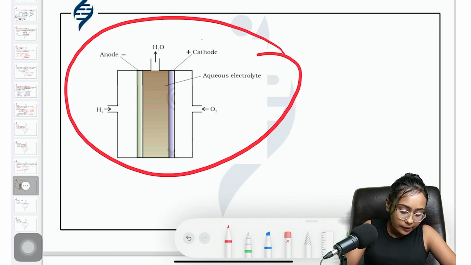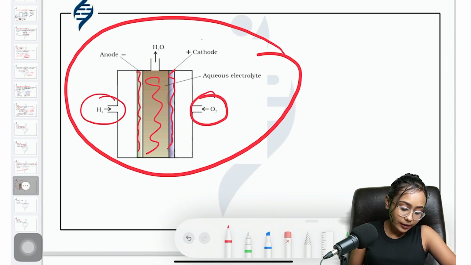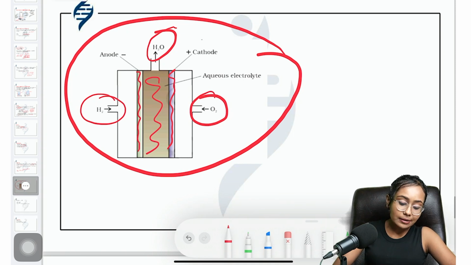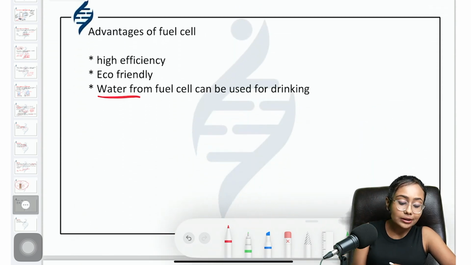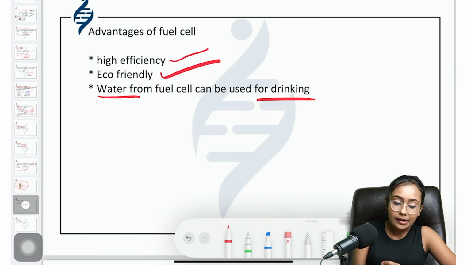In the fuel cell, this is the anode, this is the cathode, and here we have the electrolyte. To the anode side, we are bubbling H2. To the cathode side, we are bubbling O2. Due to the reaction taking place in the fuel cell, we have H2O as a byproduct. As H2O is a byproduct, it is completely eco-friendly and pollution-free, and the water from the fuel cell can be used for drinking purposes. It has high efficiency and it is also eco-friendly.